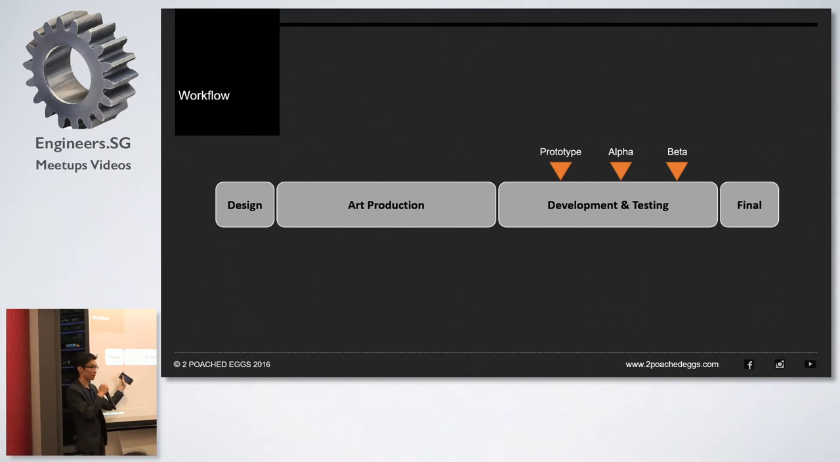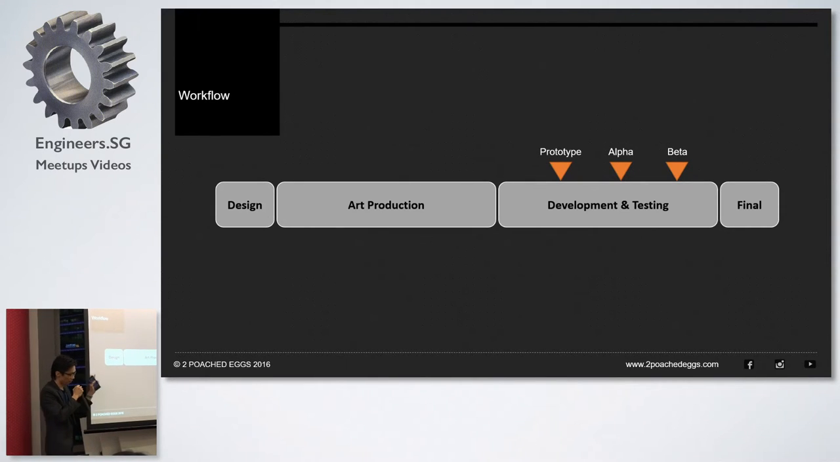Then once that was determined, we entered a production phase. So with about four artists, we created all the art assets necessary for the project. After the art assets were done, we handed it off to our developers, our coders, to work on for another 2 weeks. And then, of course, during these 2 weeks, we had several review milestones, like a prototype, alpha, beta stage. Then finally, we finished and we delivered.